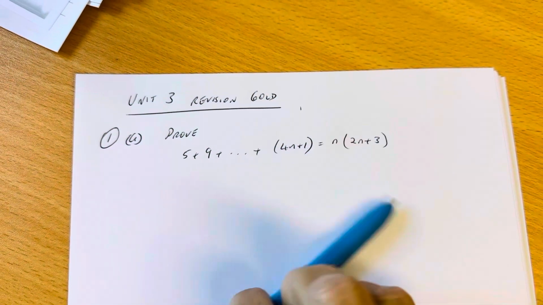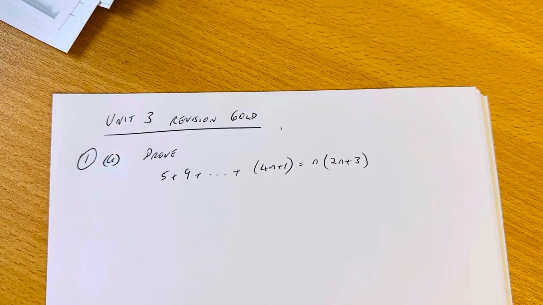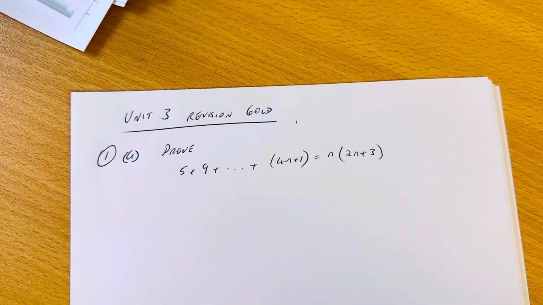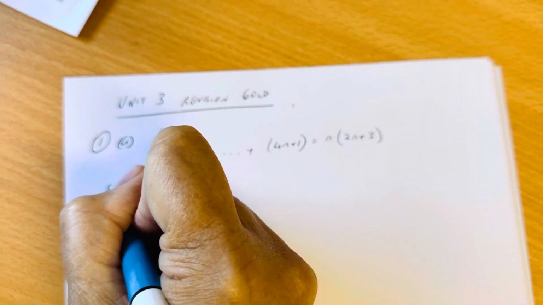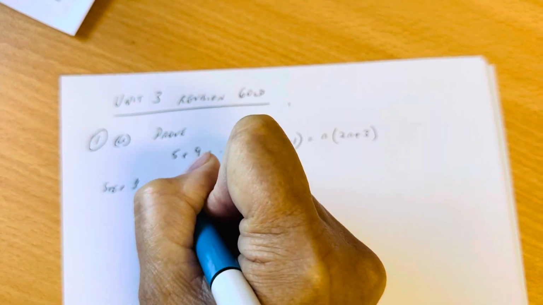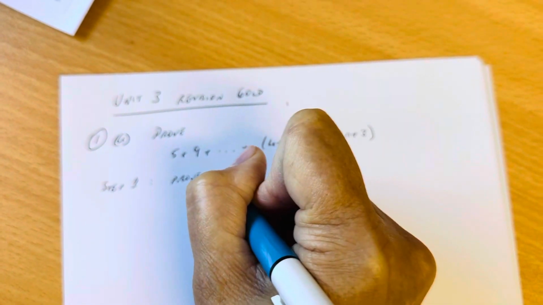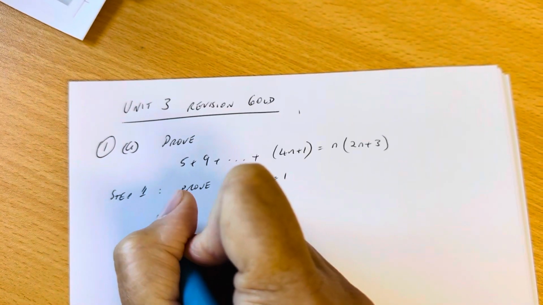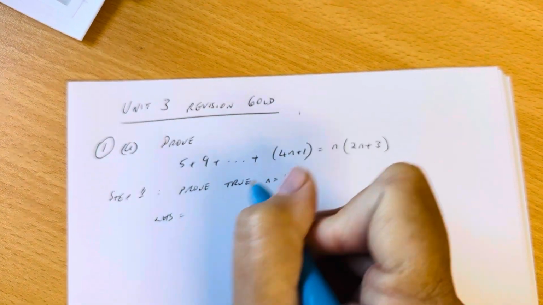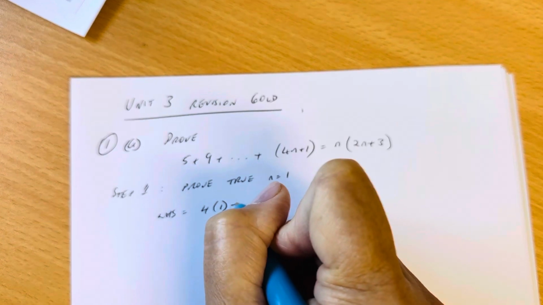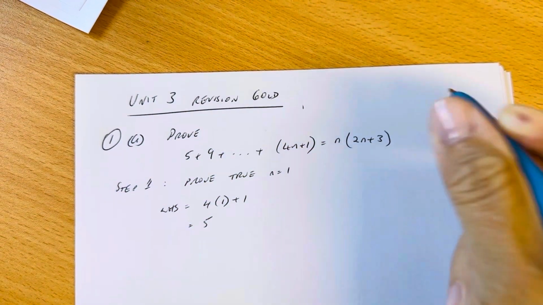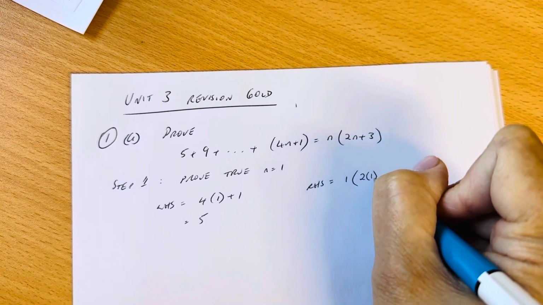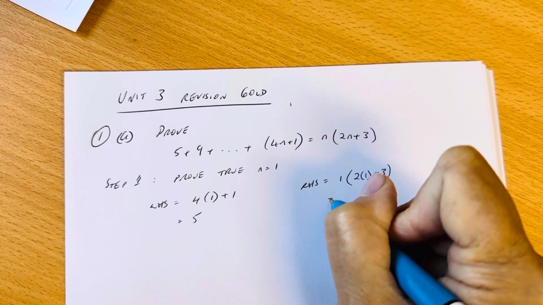Okay, we've got Unit 3 Revision Gold. We're going to do question 1a, which is prove by mathematical induction. It's a summation question. Remember step 1, we need to prove true for n equals 1. So we'll take our left-hand side, and that's going to be 4 times 1 plus 1 gives me 5. Our right-hand side, 2 times 1 plus 3 equals 5.